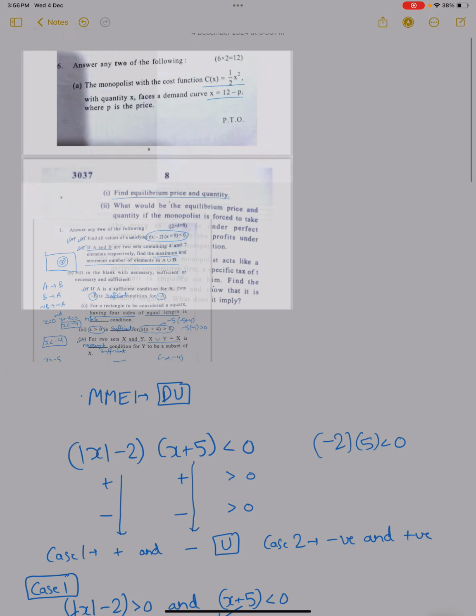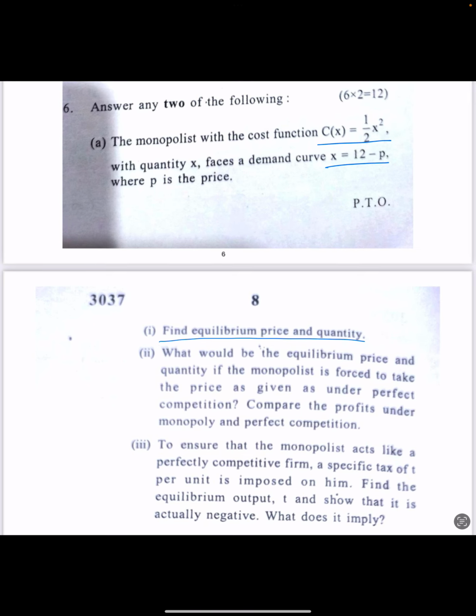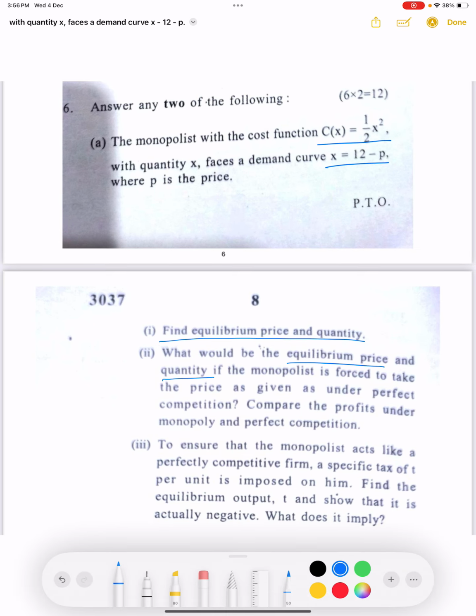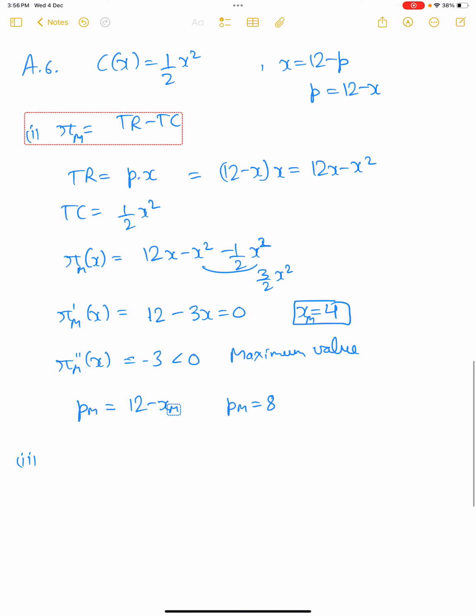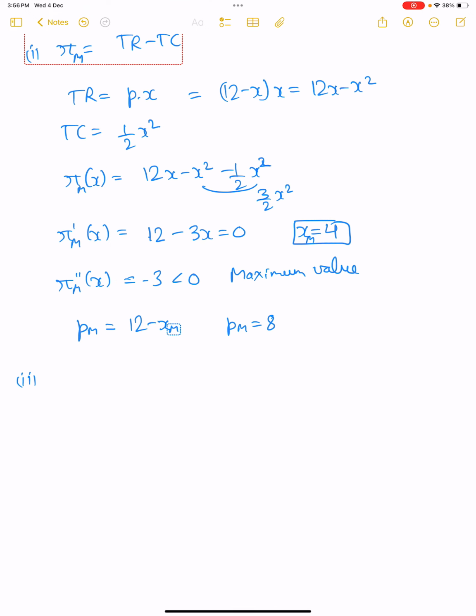Now coming back to part 2, what would be the equilibrium price and quantity if the monopolist is forced to take the price as given under perfect competition? And then we need to compare the profits of the monopoly and the perfect competition. So in case of perfect competition, the profit maximizing condition is price equals MC.